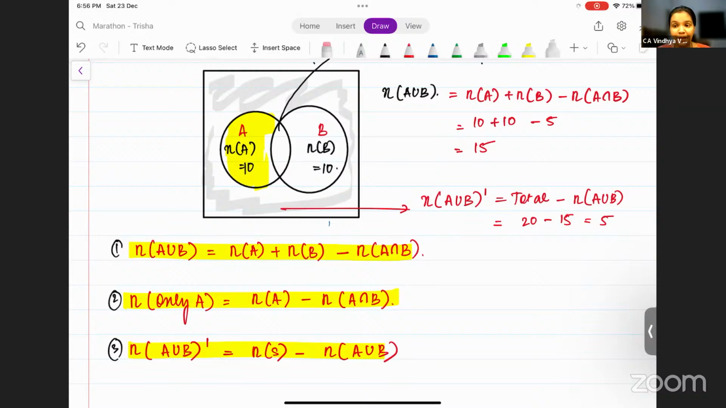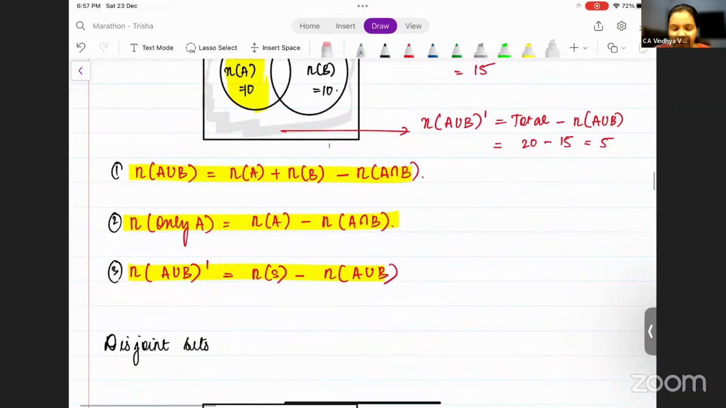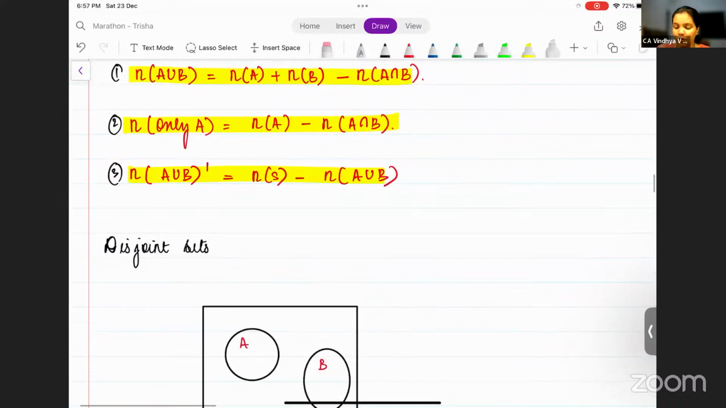What is N of (A union B) whole dash? It is anything other than N of A union B. So N of S, that is the total, minus N of A union B, you'll get N of (A union B) whole dash.